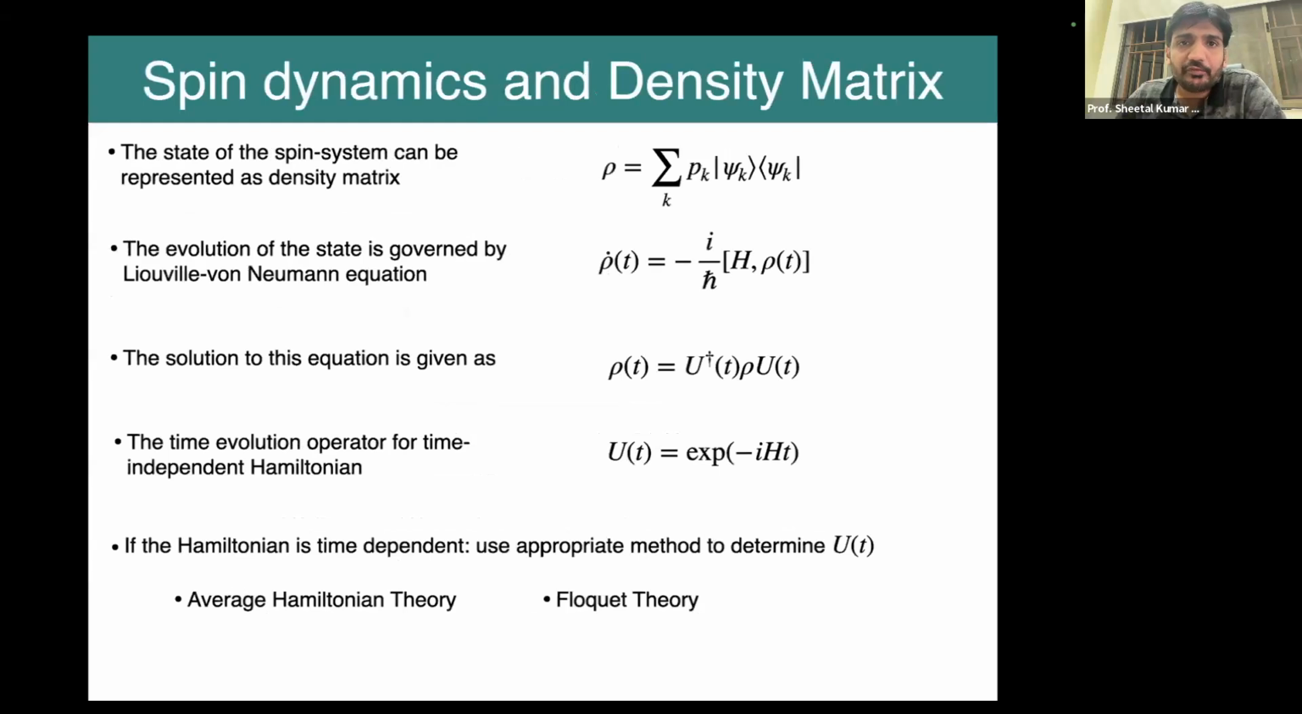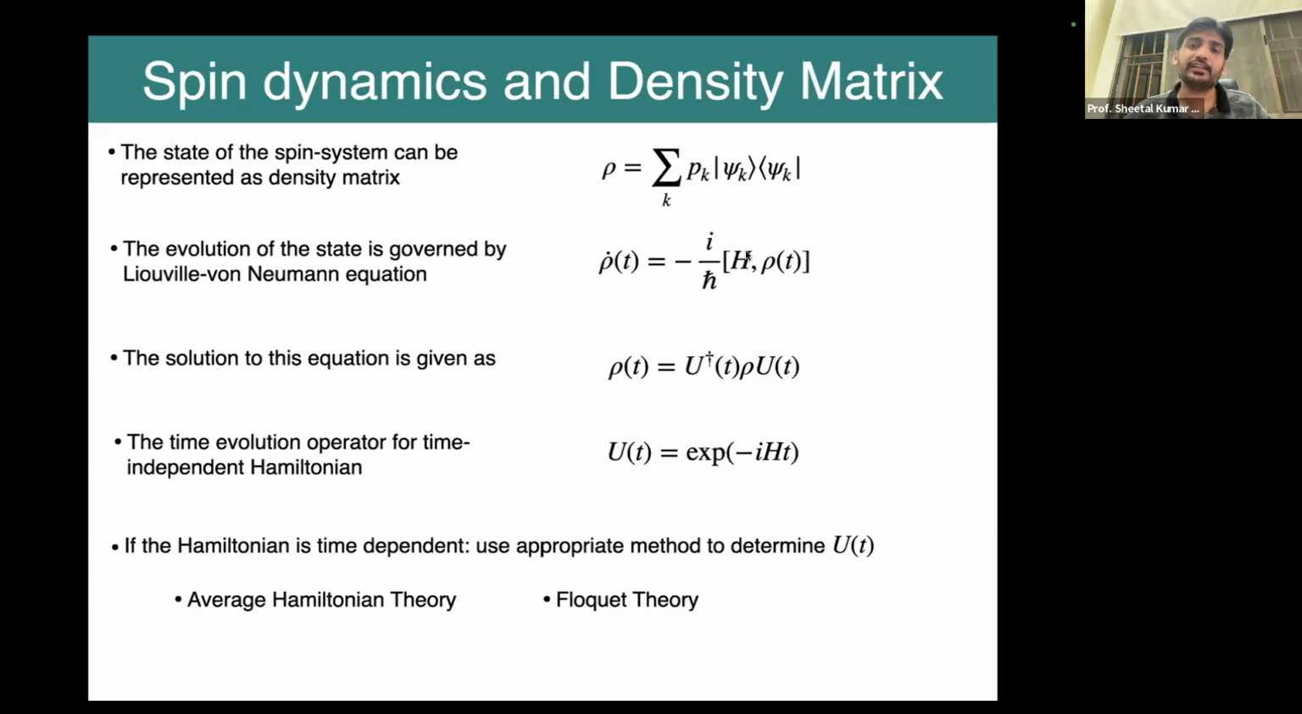So very basic, the starting point is that the spin state of a given system can be represented using a density matrix or density operator, which is given by this expression here, P being the probability of state psi k. Now, the evolution of this operator will be governed by this Liouville-von Neumann equation. Most of you are familiar with it. This basically tells you the state of the system at any given point of time.